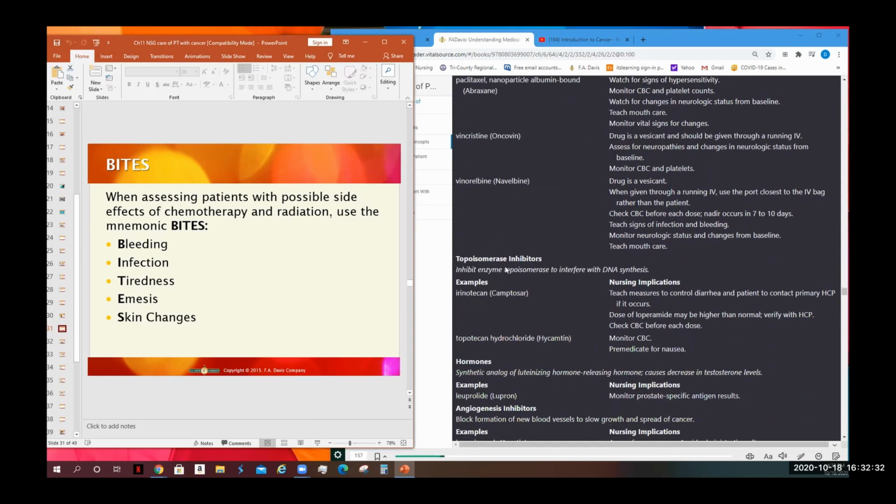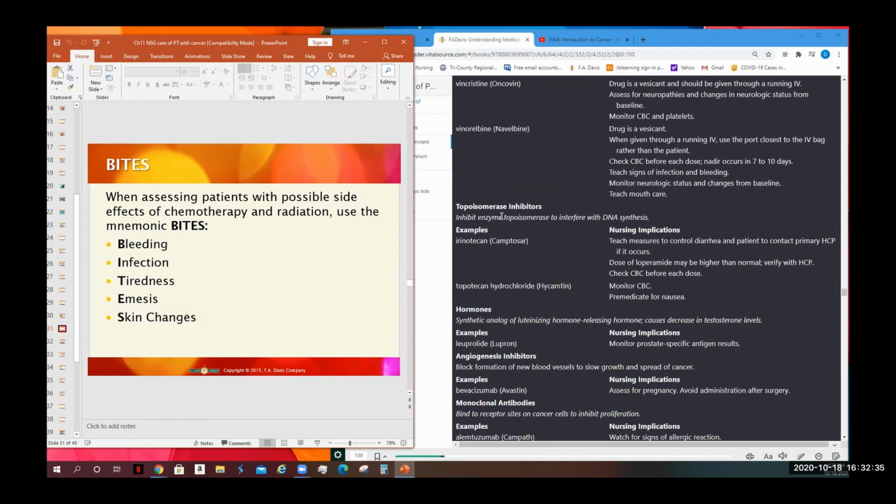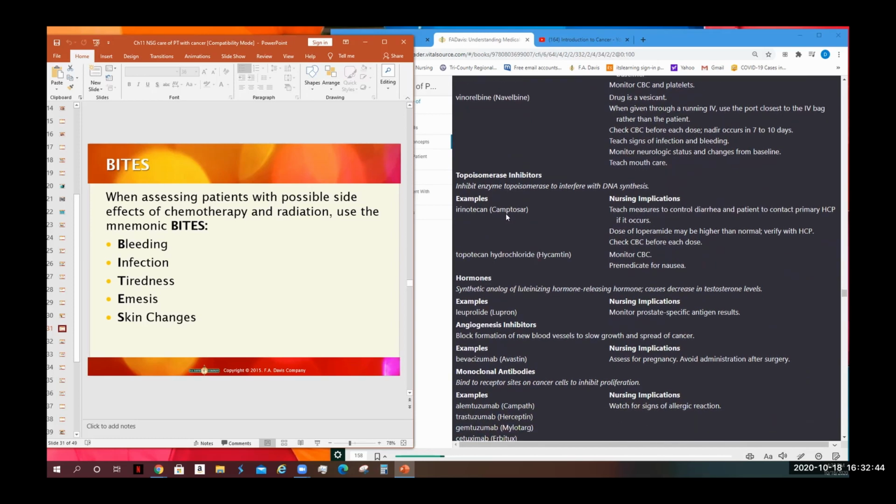There's also the topoisomerase inhibitors, and these inhibit the enzyme topoisomerase to interfere with DNA synthesis. Examples would be irinotecan, also called Camptosar, and we want to teach measures to control diarrhea and the patient to contact the primary HCP if it does occur. A dose of loperamide may be higher than normal. Verify that with the HCP. Check the CBC before each dose.